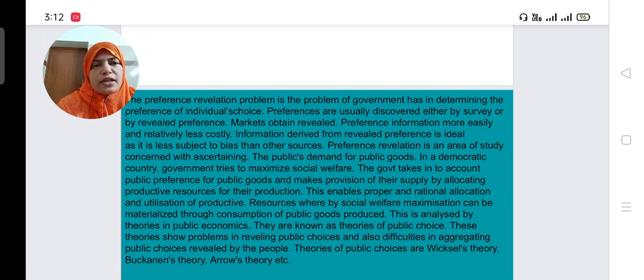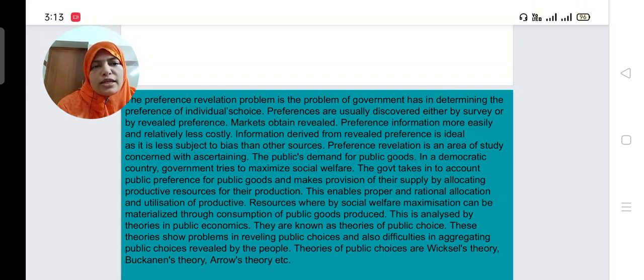Information derived from revealed preference is ideal and is less subject to bias than other sources. Preference revelation is an area of study concerned with ascertaining our choice and preference, the public's demand for public goods.